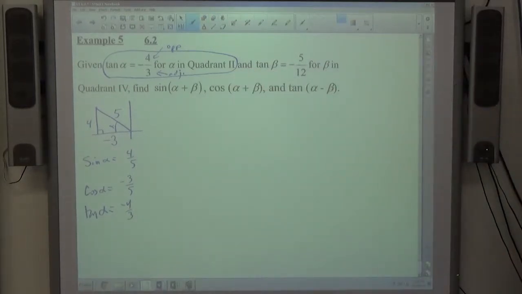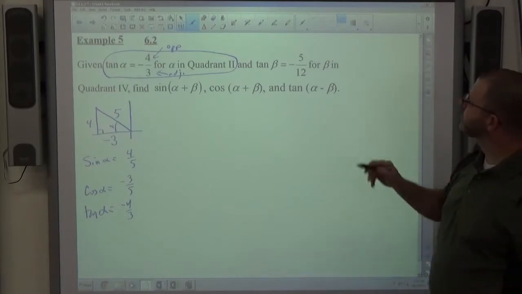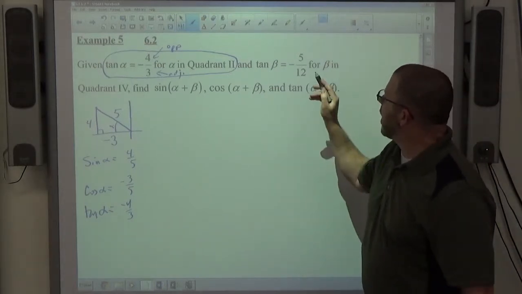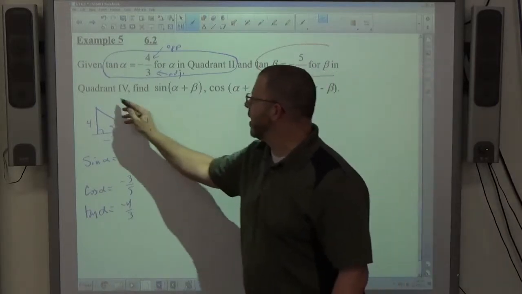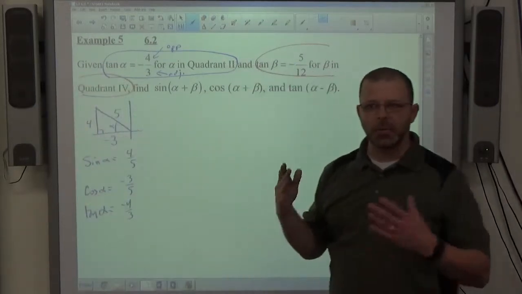If all I needed was the tangent, I already got that, right? But again, sine, cosine, I've got to do those. So chances are I need the sine and cosine of alpha, so I went ahead and found them. The other thing they tell me about an angle is that tangent of beta is -5/12 for beta in quadrant 4. So now I'm in quadrant 4.